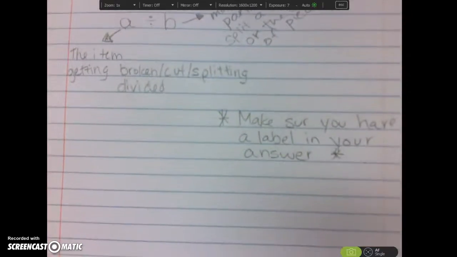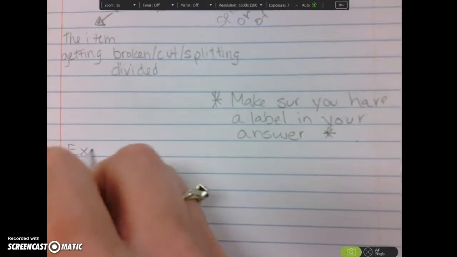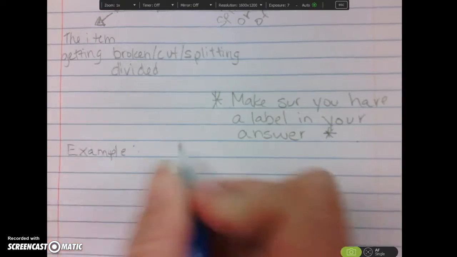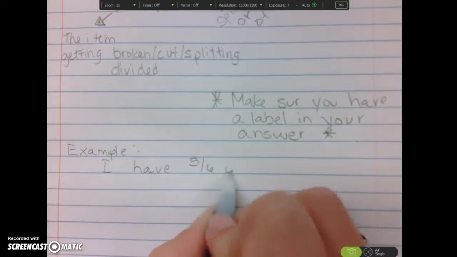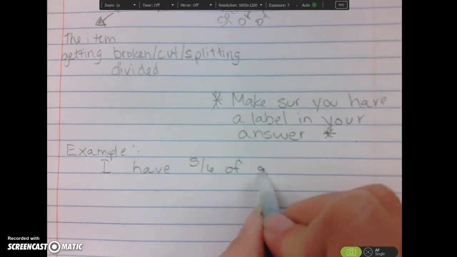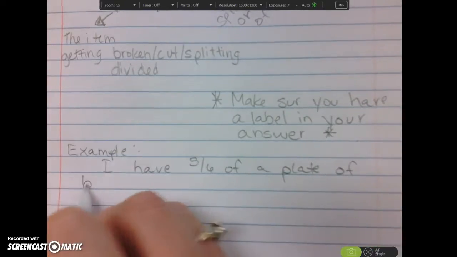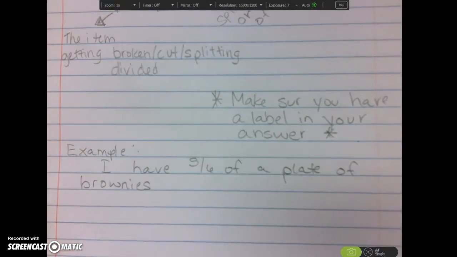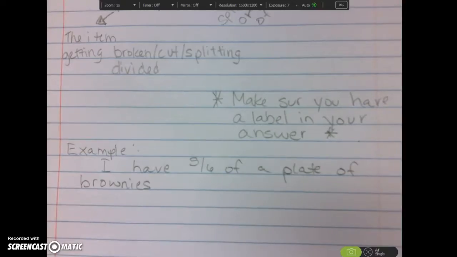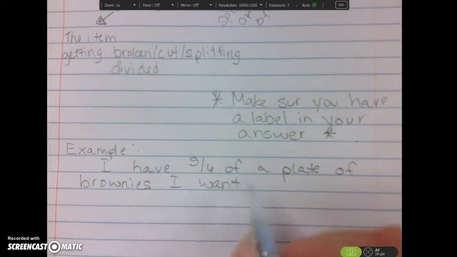Okay, let's look at some examples of dividing a fraction. Let's pretend I have 5/6 of a plate of brownies. It is likely that Greta, my dog, probably ate the other part of it. But I only have 5/6 left, and I want to share them because I'm such a kind soul. Plus, I don't need all the calories.